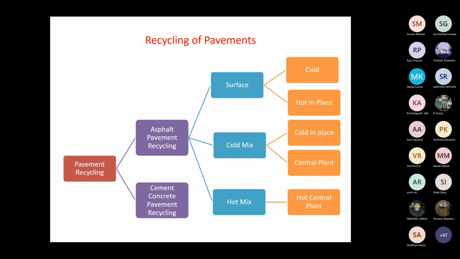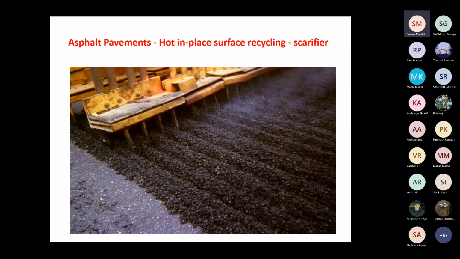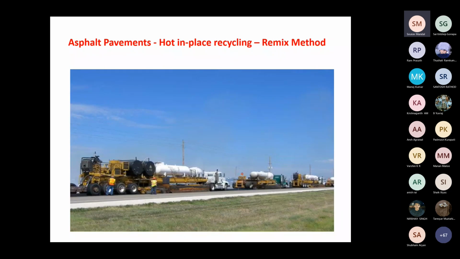You're concentrating on asphalt. It has surface recycling, cold mix and hot mix. Surface recycling itself is cold and hot in place. Then in cold mix, there is cold in place and cold central plant. Hot mix has hot central plant and hot in place recycling. You can see that you have to heat the pavement, then scarify it. You can see the scarifier. Then it's a remix method, where you have to mix in the new aggregate. It's like a series of trains, this equipment, but you can do it hot in place itself.